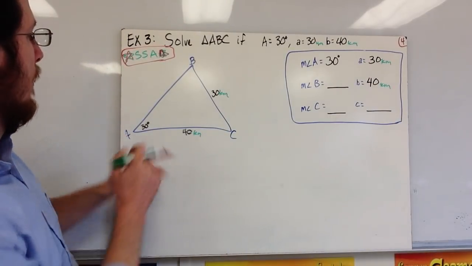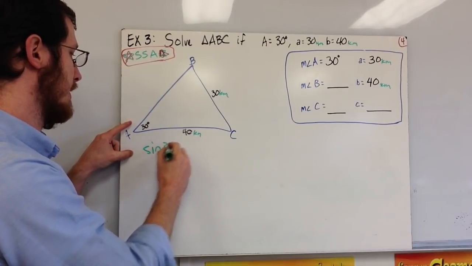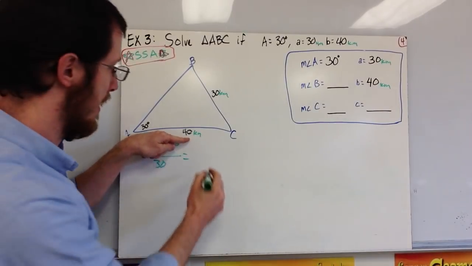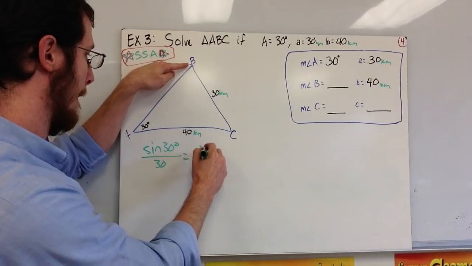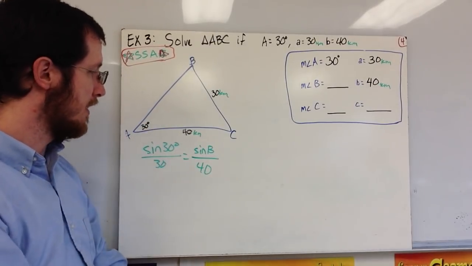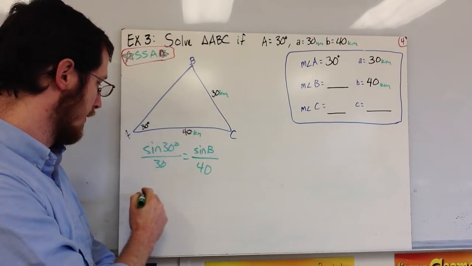Okay, so we've got a pair of opposites. So we've got sine of 30 degrees is to 30 as, since we're given side B, now we're looking for angle B. So we can set it up this way. Solving for sine of B, we multiply both sides by 40.